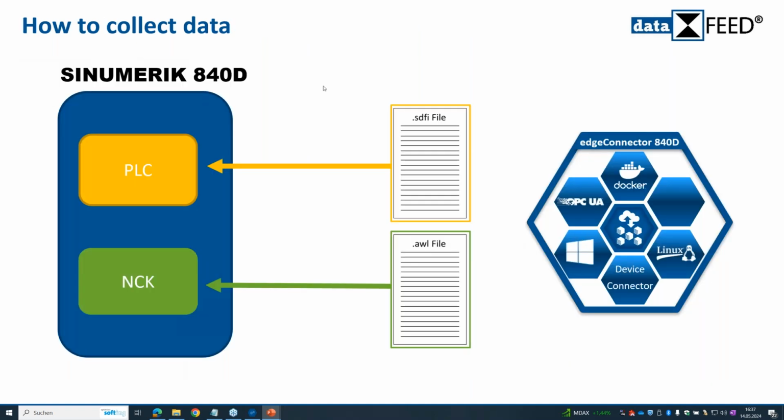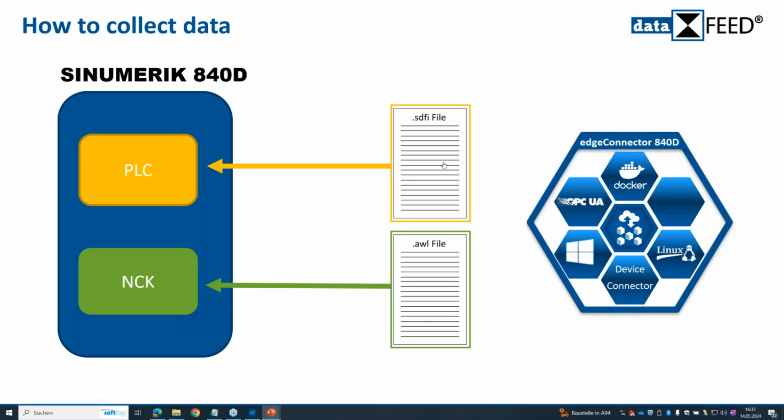You may ask how to collect the data. Now we have physically connected, but how does the edge connector know which data to retrieve? And this is done via two files. So we have the SDFI file for collecting data from PLC, and we have the AWL file for collecting data out of the NCK part. So actually two files for the two different areas.